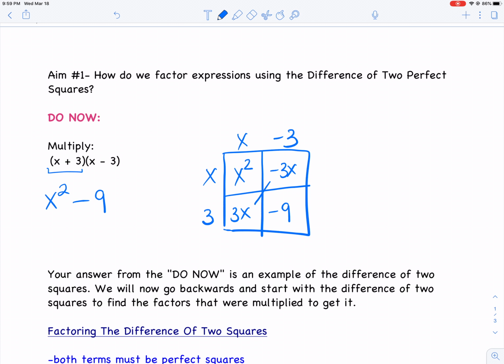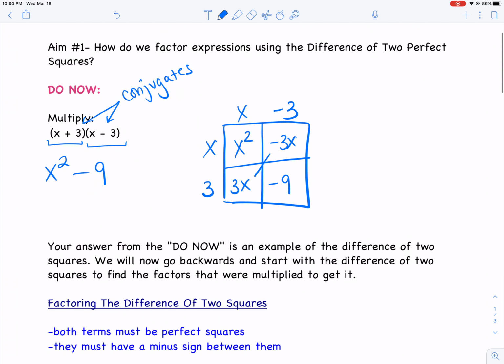Does anybody remember what it was called? When we multiplied two binomials like this, our product was a binomial instead of the usual trinomial. Anybody remember that these were called conjugates? They have the same two terms, but the middle sign is different. So your answer to the do now is an example of the difference of two perfect squares.